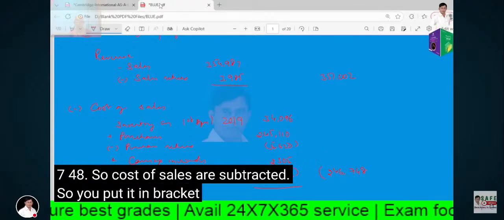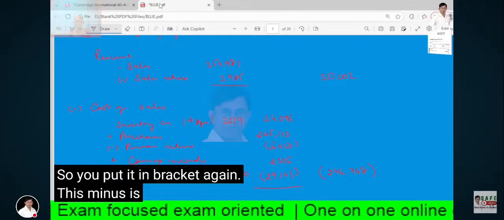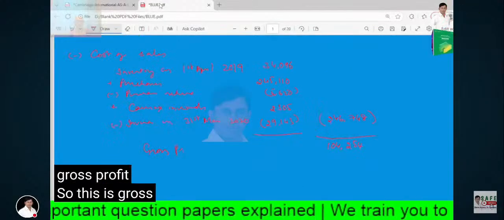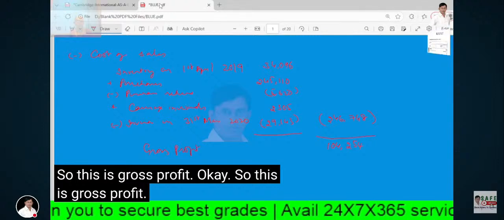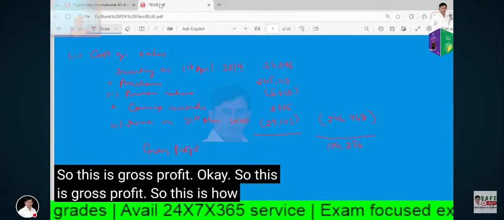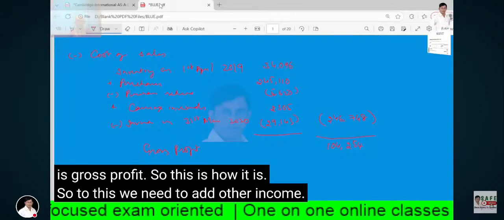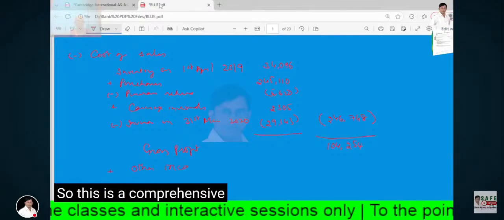So cost of sales are subtracted. So you put it in bracket again. This minus is for these items. Okay. So this is gross profit. So this is how it is. So to this we need to add other income. So this is a comprehensive question.